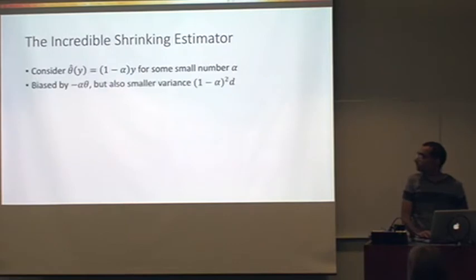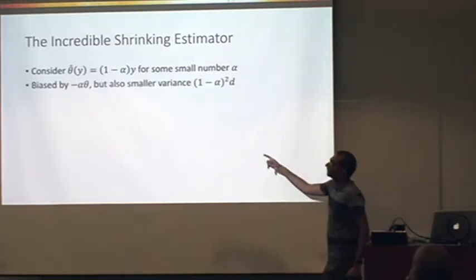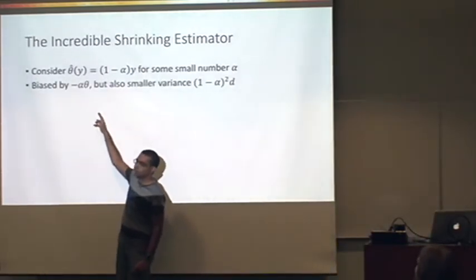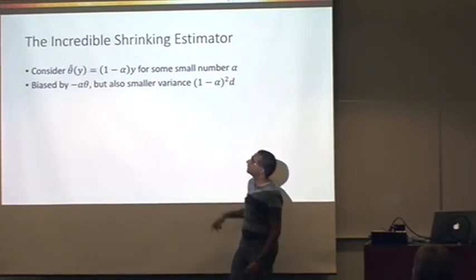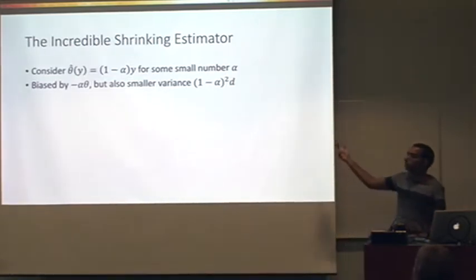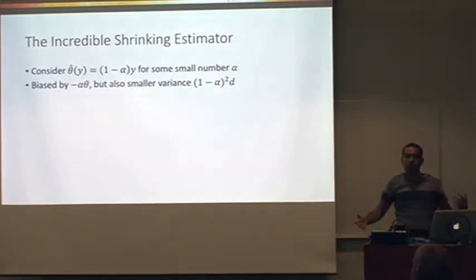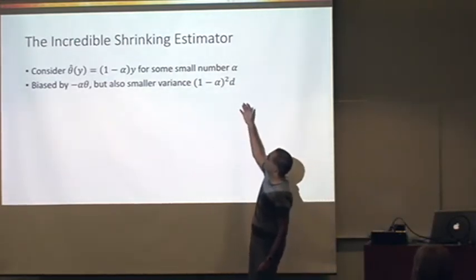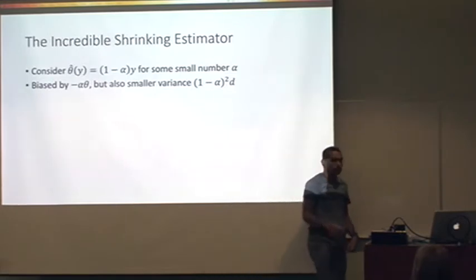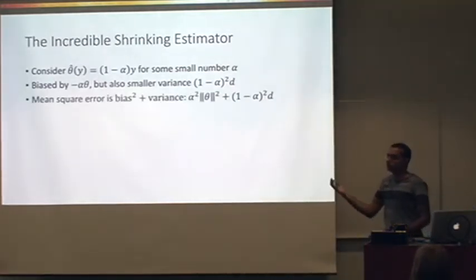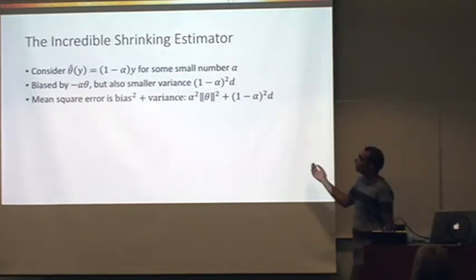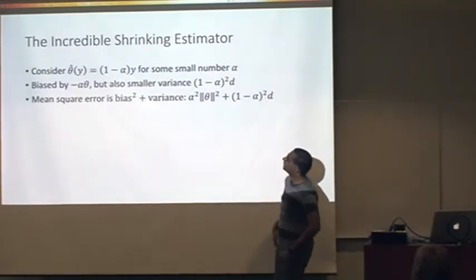And what does this accomplish, right? Clearly this introduces a bias, right? Because instead of the expected value being theta, you're away from the expected value by minus alpha times theta. But it also reduces the variance. So you're introducing bias, but reducing the variance. The variance, instead of just being d, becomes (1 minus alpha) squared times d. And the mean squared error is, of course, the bias squared plus the variance. So this is the bias squared and this is the variance.